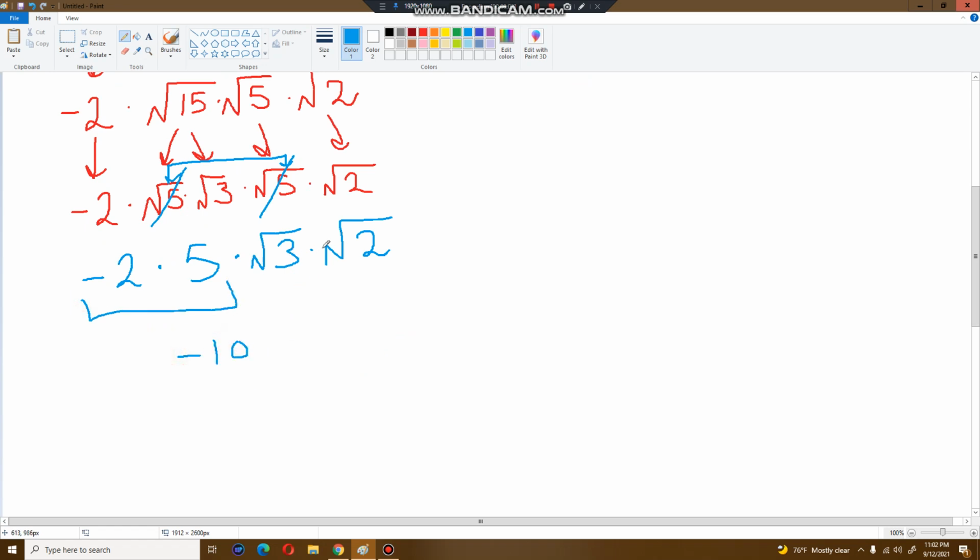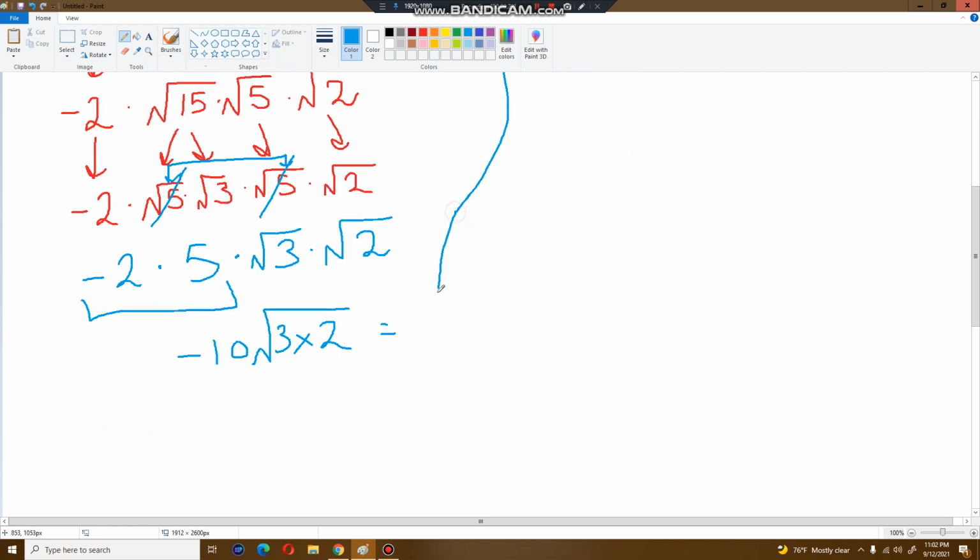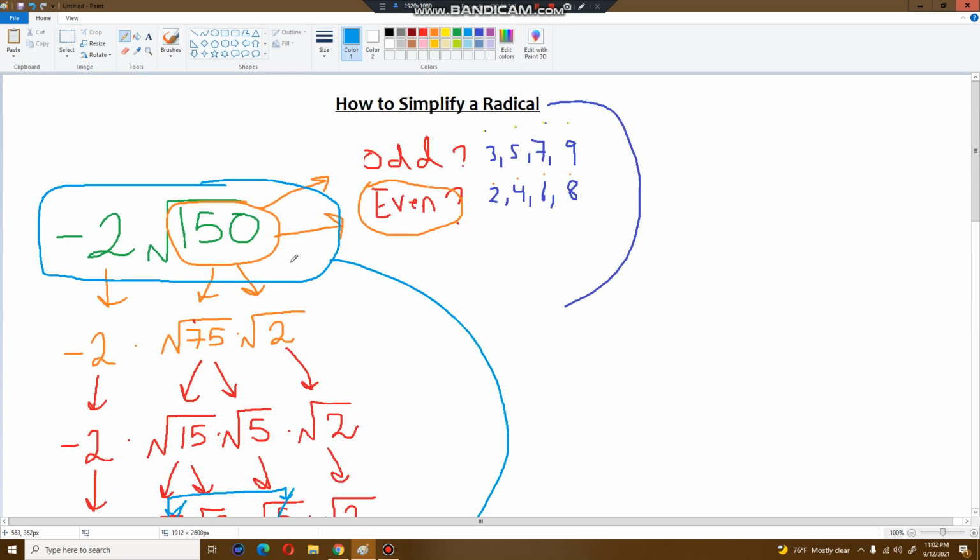And I know that I can multiply my square roots. So radical 3 multiplied by radical 2 is just radical 3 times 2. And the final answer, when you simplify minus 2 square root of 150, you are going to get the answer minus 10 square root of 3 times 2, 6. And there we go, kids. This is how you simplify a radical. Thank you.